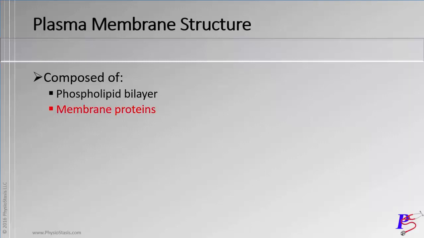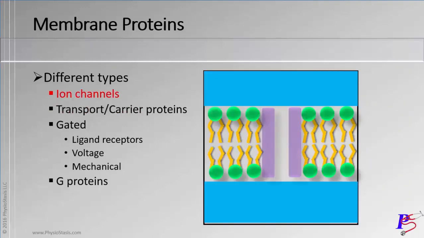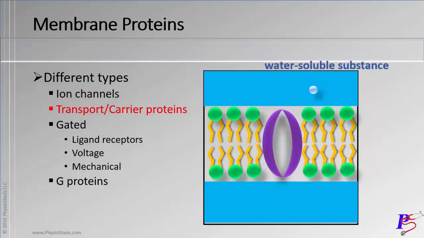Well, let's discuss membrane proteins. There are different types of membrane proteins. You have your ion channels. So they're basically like a simple bridge. Here comes your water-soluble substance and simply makes it through to the other side. You also have transport or carrier proteins that pretty much are doing the same thing. They're very specific. They bind to it, change conformation, and let the substance across to the other side.